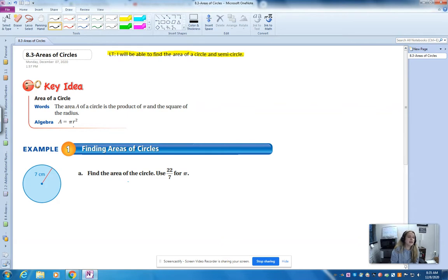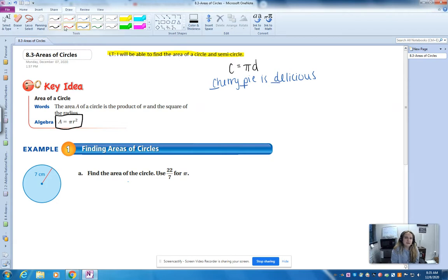So the formula for area of a circle is going to be pi times radius squared. Okay, and squared means to the power of 2. So how am I going to remember this? Well, let's think about it. We have circumference, right? Which is C equals pi times D, which stands for cherry pie is delicious.